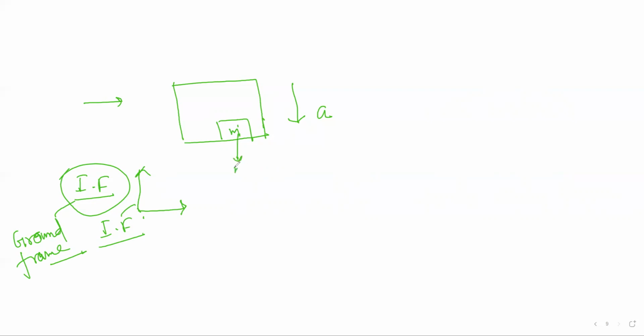So mg is operating downward, normal reaction is operating upward, and since this mass is accelerating downward, the equation will go mg minus N is equal to mass times acceleration. So N will become mg minus ma.